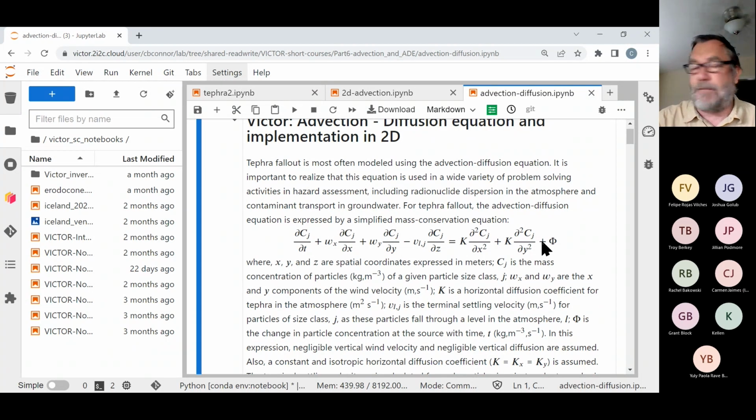And then the source term is pretty obvious. That's how much material you're putting into the atmosphere. Okay, so that's it for tephra dispersion. So let's go to Tephra2 and check this out.